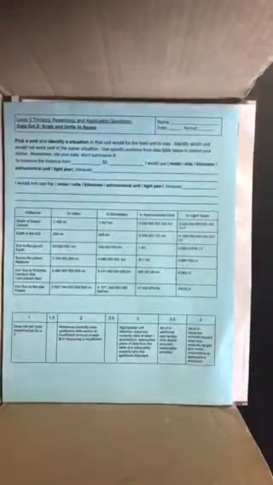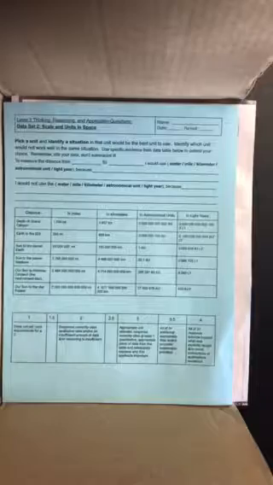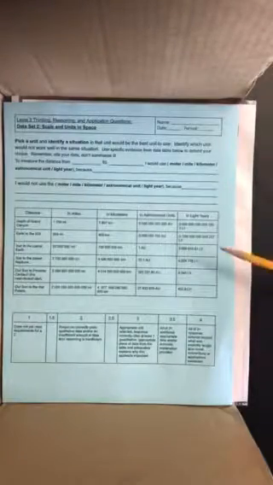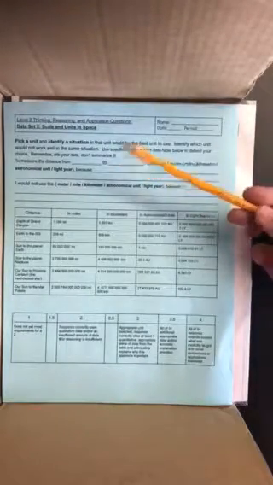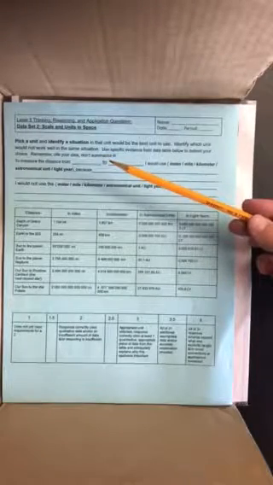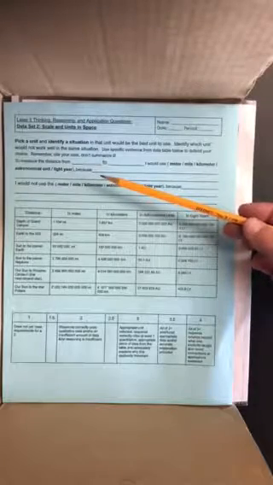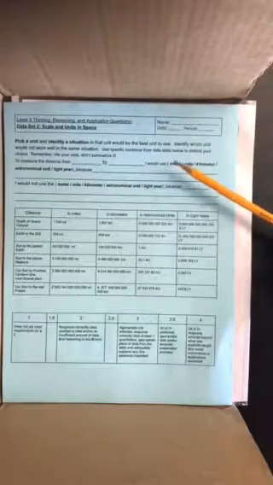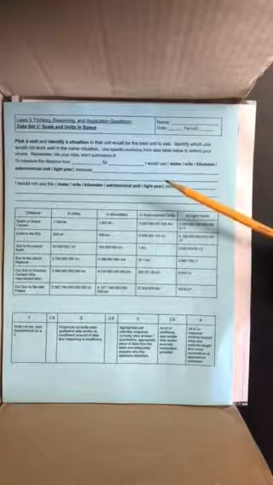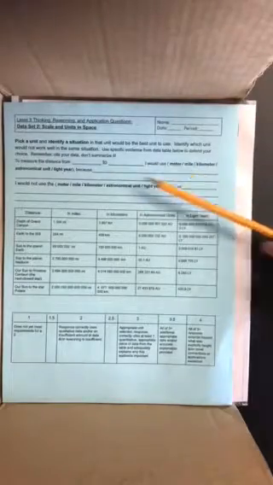Then you have two different chunks here. Remember, we've been practicing the skill of using data to support our claims with this. So your first one says pick a unit and identify a situation in which that unit would be the best unit to use. Identify which unit would not work well in the same situation. Use specific evidence from the data table below to defend your choice. Remember, cite your choice, don't summarize it. So you're going to say where you want to measure from, and then which unit you would use.